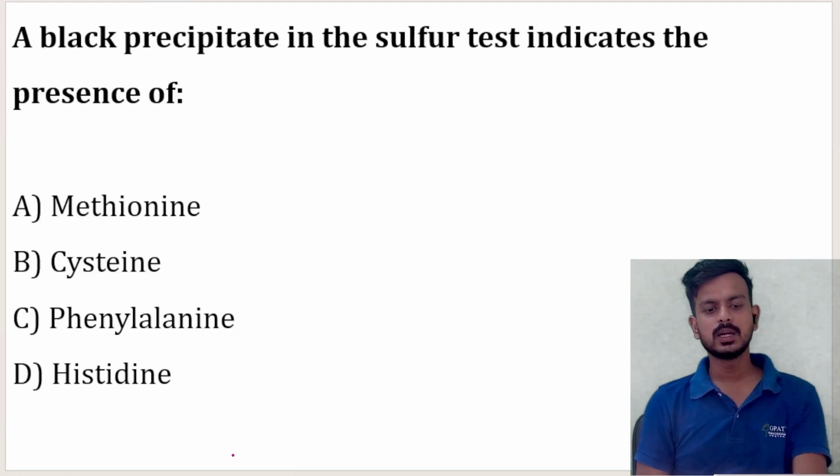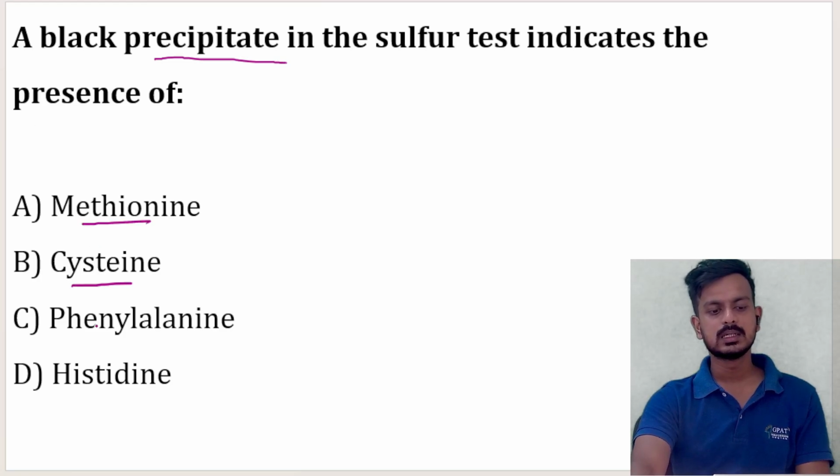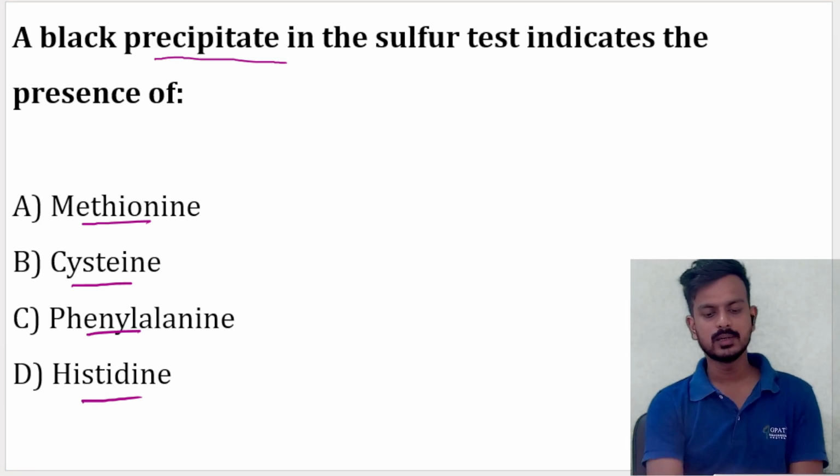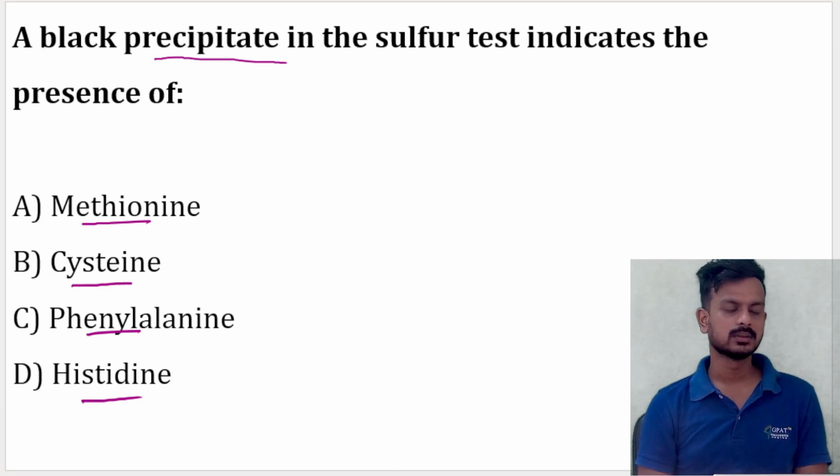Black color precipitate in the sulfur test indicates the presence of which amino acid: methionine, cysteine, phenylalanine, or histidine? Very easy question. Very direct question. All of you can easily answer. Give me the correct answer.